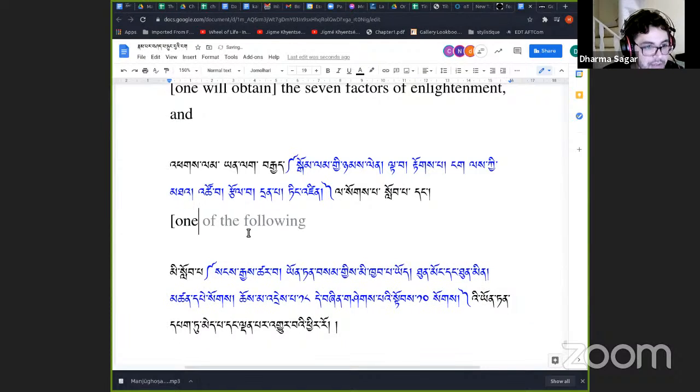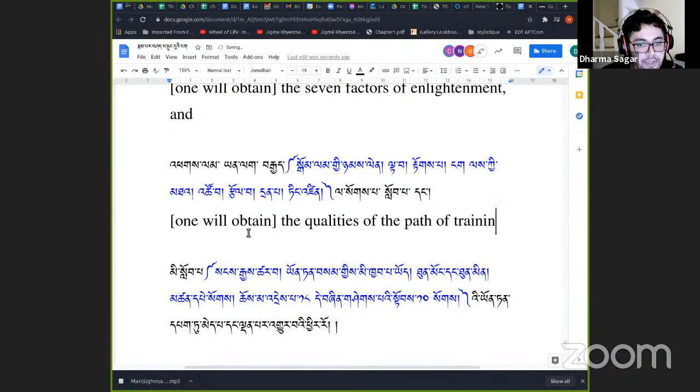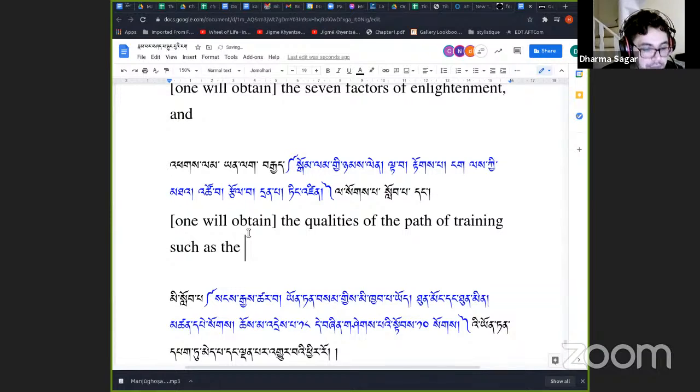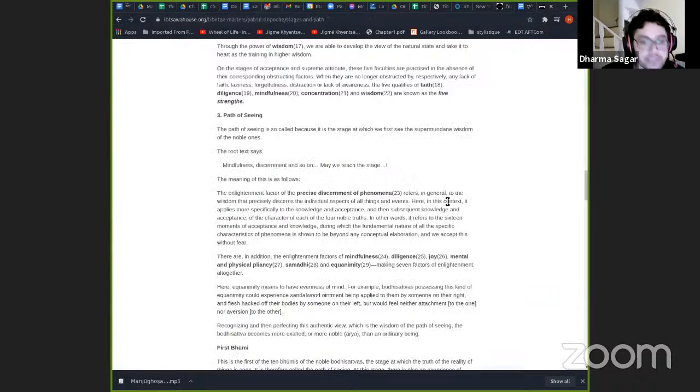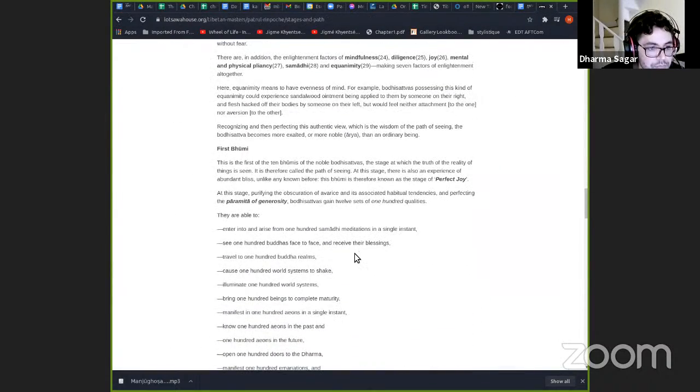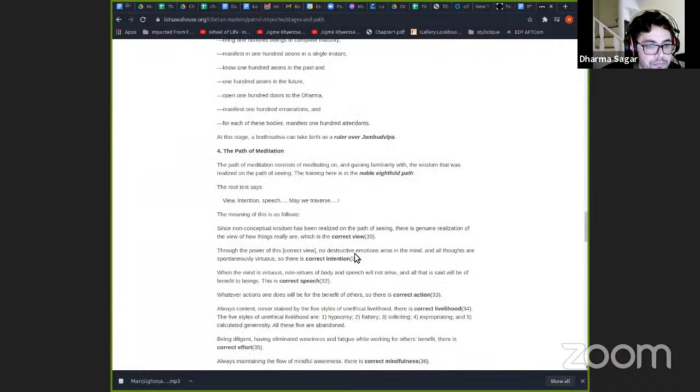Again, we're still in the enumeration, so the qualities of the path of training, such as the eightfold path, eightfold noble path. Let's see how they translate that here. Noble eightfold path.